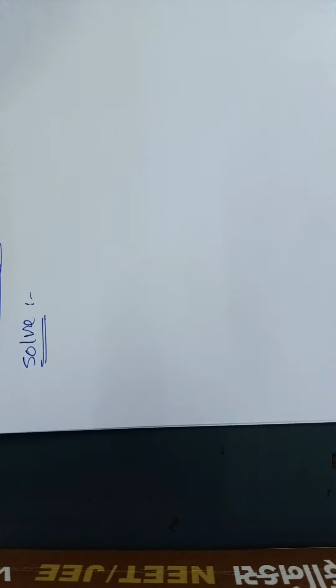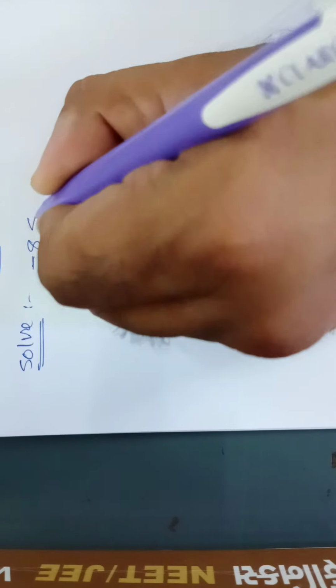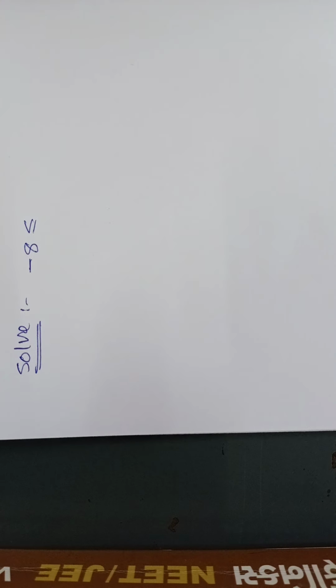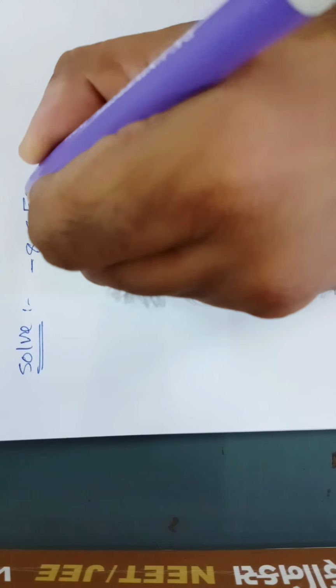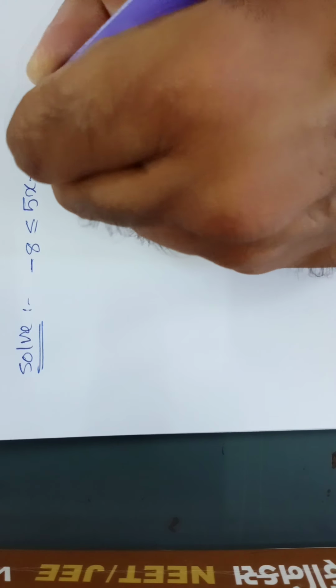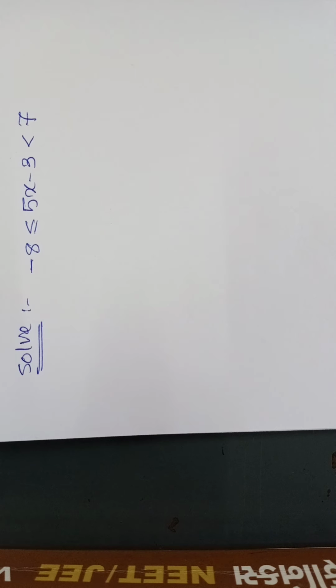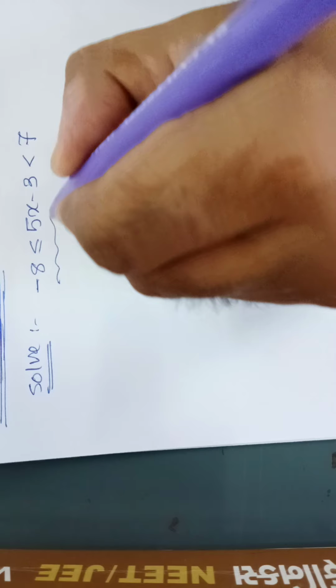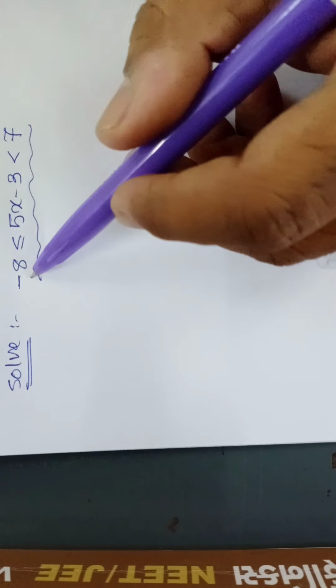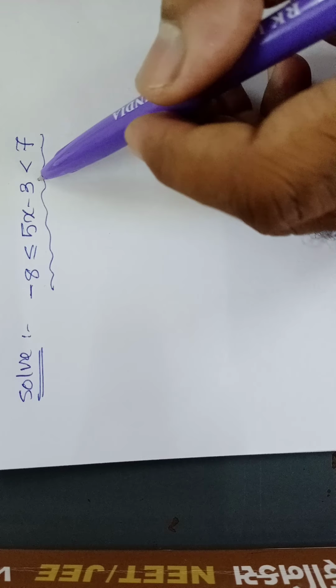Solve -8 is less than or equal to 5x minus 3 and less than 7. So let us solve it. How to solve? See here, when the question is related to solution, then always find x.